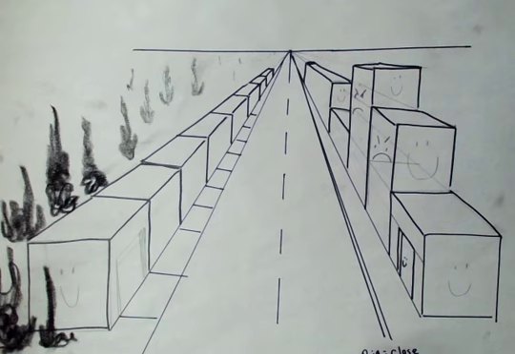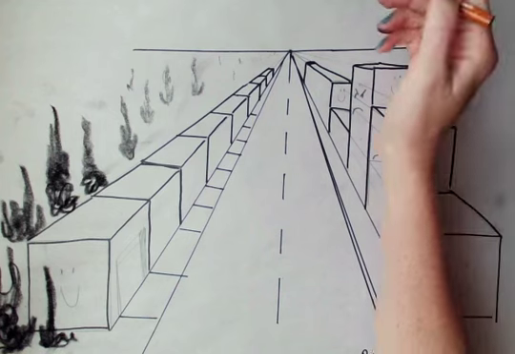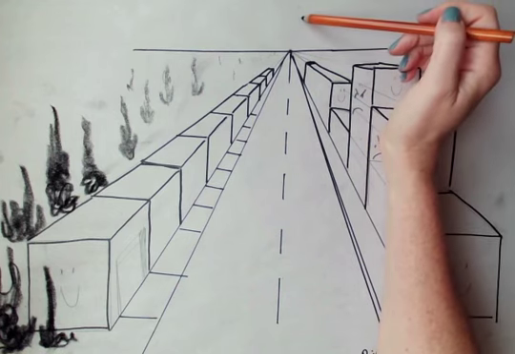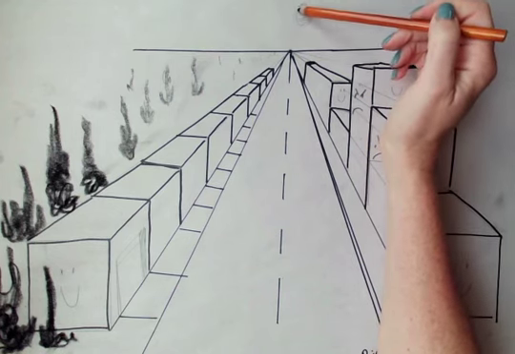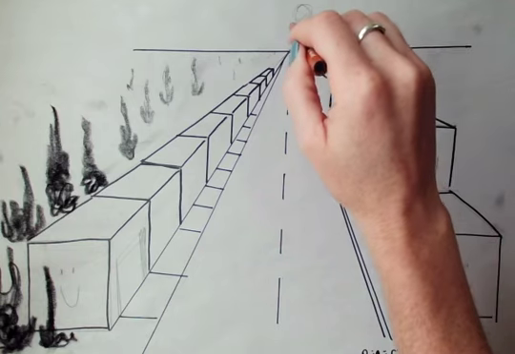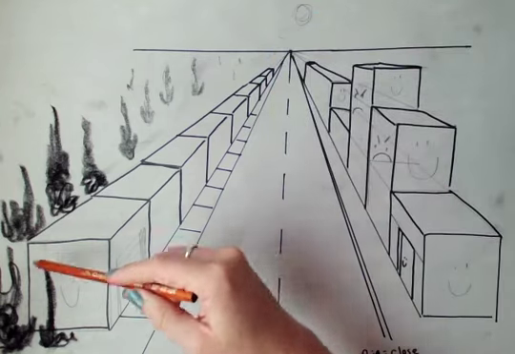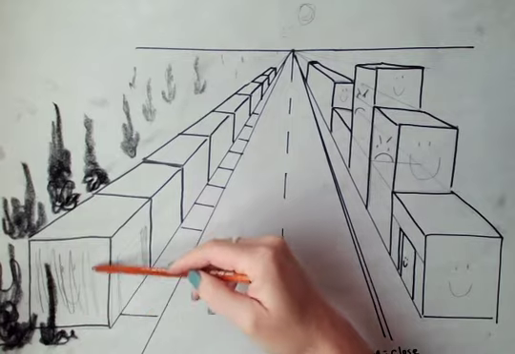Alright, for this tutorial I'm going to be talking about doing some shading. So for one, we're going to have to identify the light source. So maybe the light is coming from up here, the sun's all the way up here, then all of your shadows are going to fall on this side of the building.